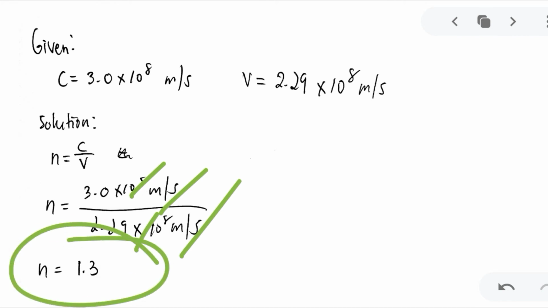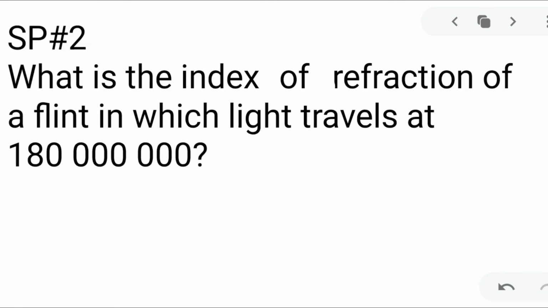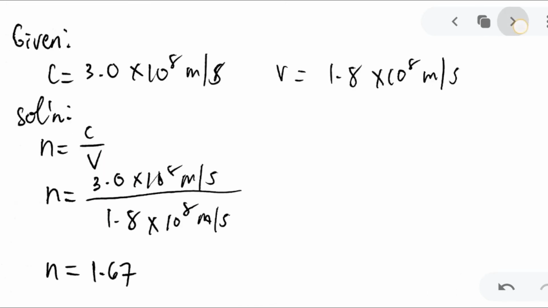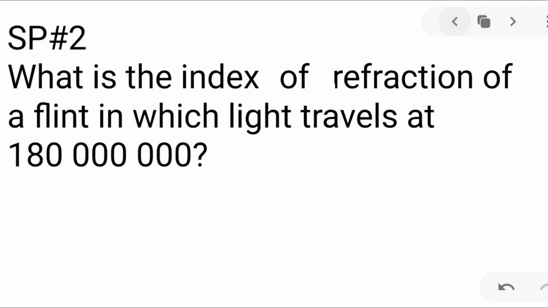That is the answer. And then sample problem number 2. What is the index of refraction of a flint in which light travels at 180 million? So you have the given value of the speed of light in a vacuum, which is 3.0 times 10 raised to 8 meters per second, and then the speed of light in a given material, such as the flint, based on the problem, is 1.8 times 10 raised to 8 meters per second, from 180 million expressed in scientific notation.